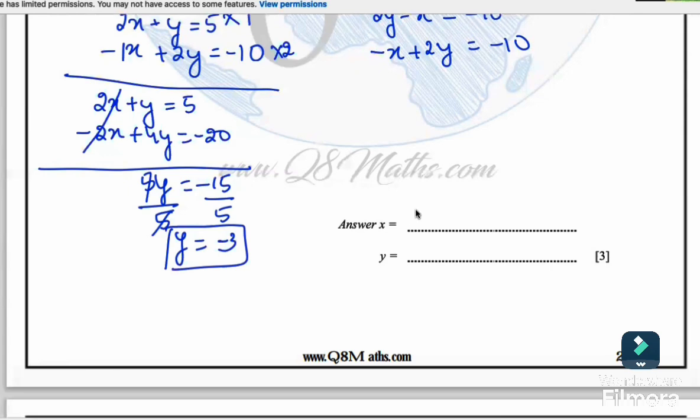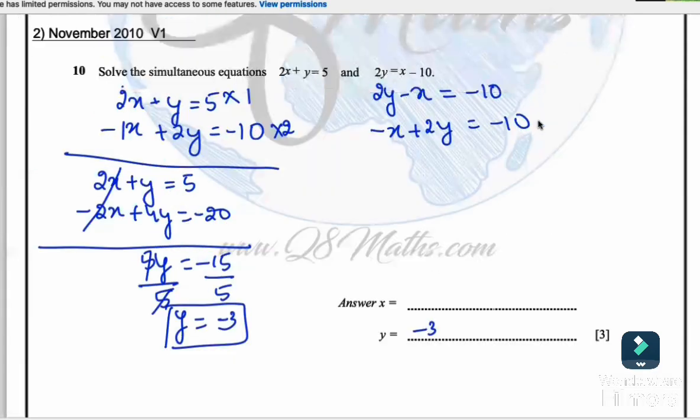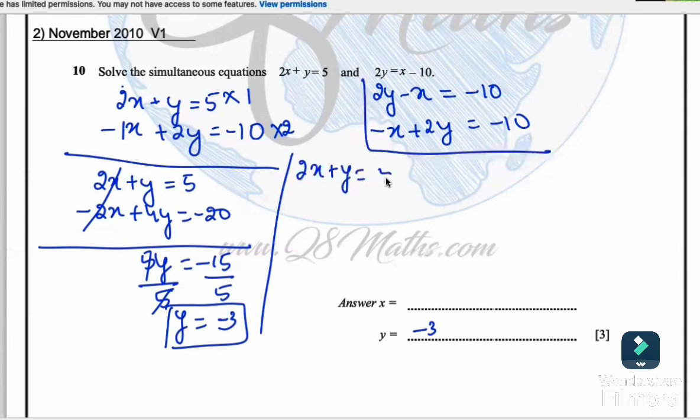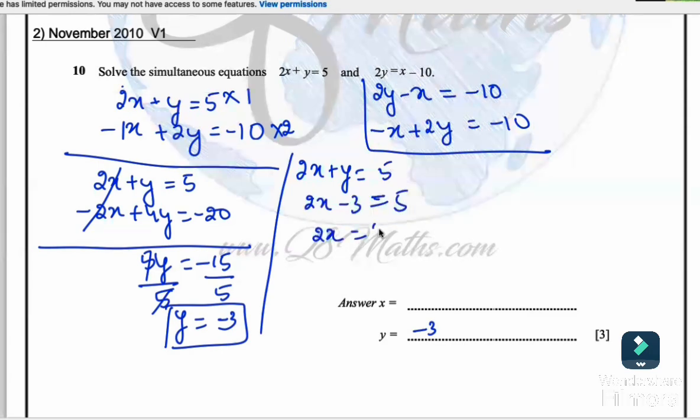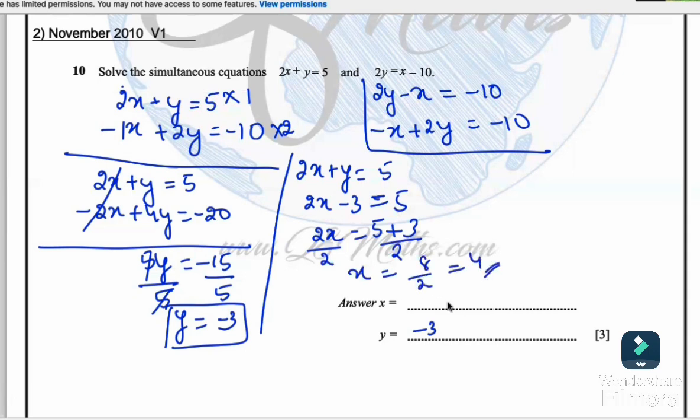So we got the answer for y as negative 3. Now take any one of the equations, either this equation or this equation. I'm going to take the first equation. Therefore 2x plus y is equal to 5, or 2x minus 3 is equal to 5. 2x is equal to 5 plus 3, since negative 3 becomes positive 3 when it goes to the other side. Divide by 2 on both sides. Therefore, x is going to be 8 by 2, which is 4. Therefore, the value of x is 4. Okay.